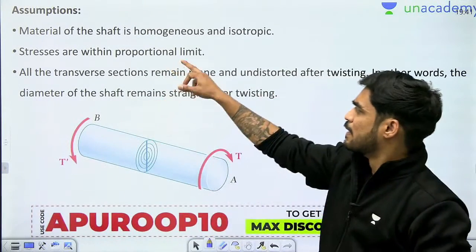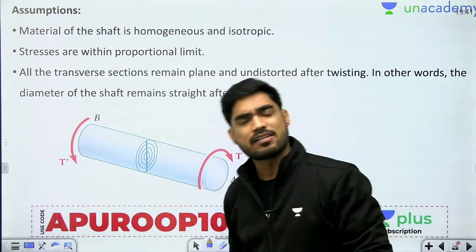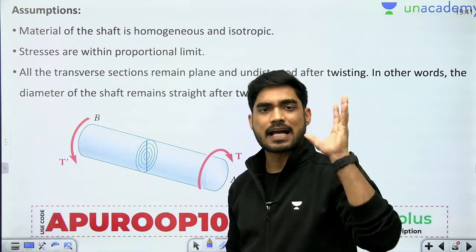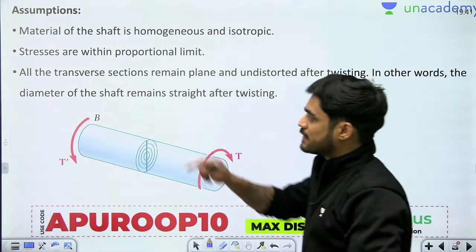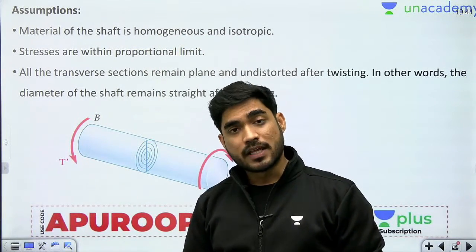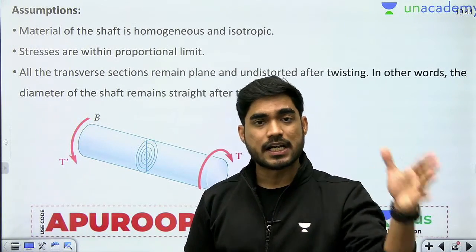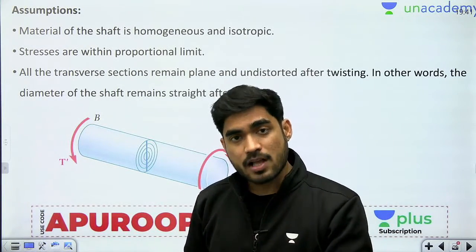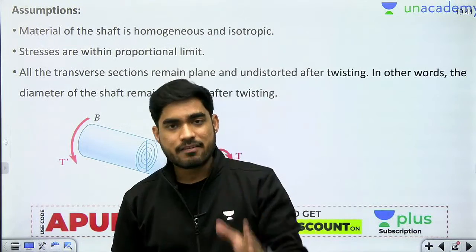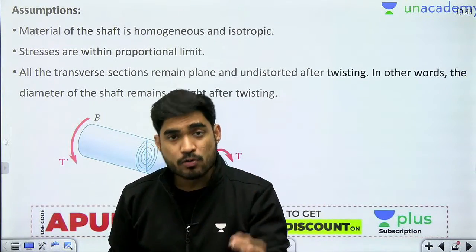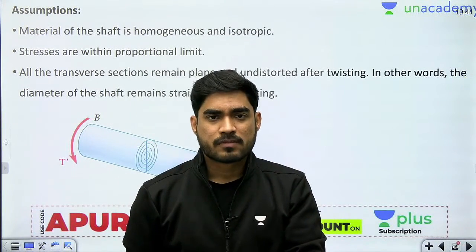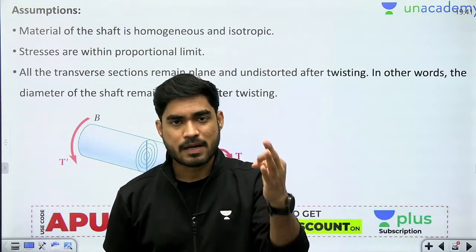So the first assumption is material of the shaft is homogeneous and isotropic. This is an assumption in every chapter. Second assumption is stresses are within proportional limit. Now I have already told you, why do we assume this? Because if stresses are within proportional limit, Hooke's law will be valid, and in the derivation of torsion formula we use Hooke's law. In every chapter we use Hooke's law. That's why we need to assume that the stresses are within proportional limit.